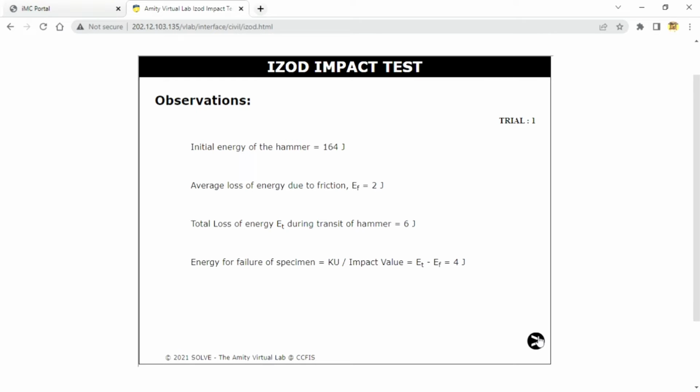The observations we have got are: initial energy of the hammer is 164 joules, average loss of energy due to friction, EF, is equal to 2 joules, total loss of energy, ET, during transit of the hammer is 6 joules, and energy for failure of the specimen, which is the Ku or impact value, is equal to ET minus EF, which is 4 joules.